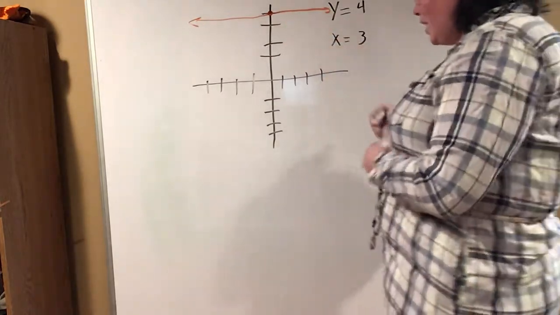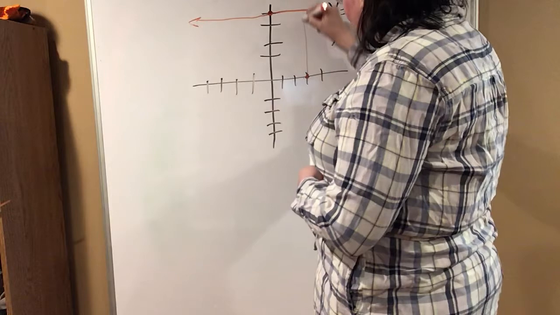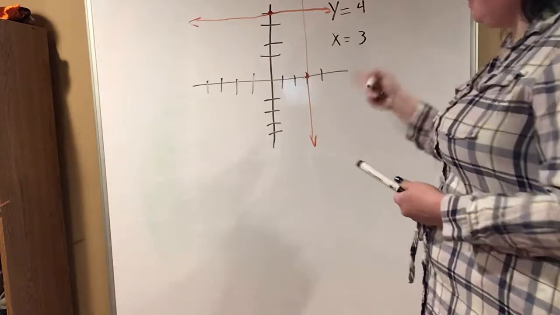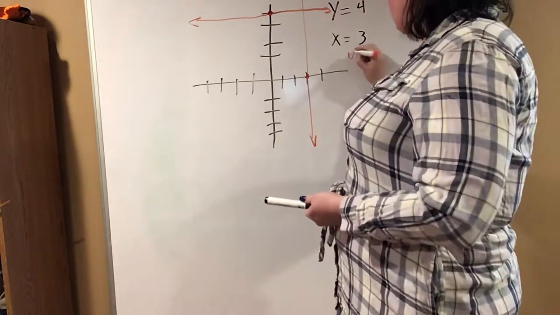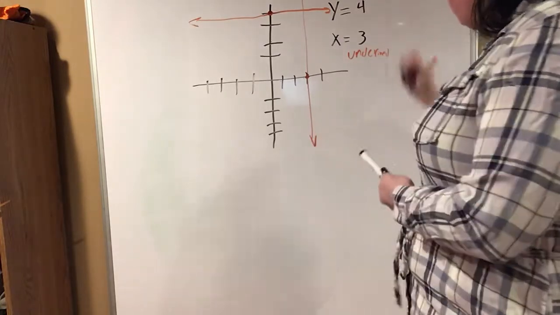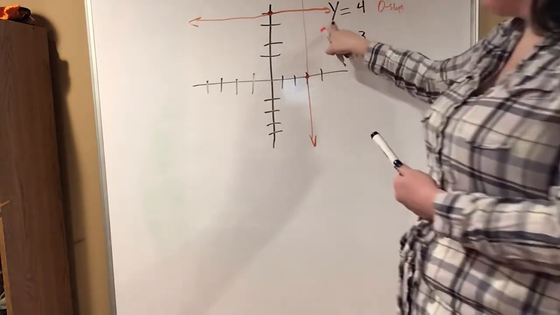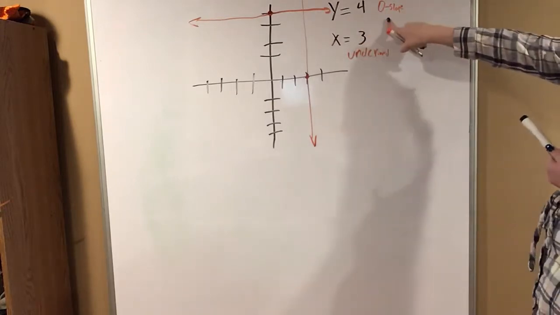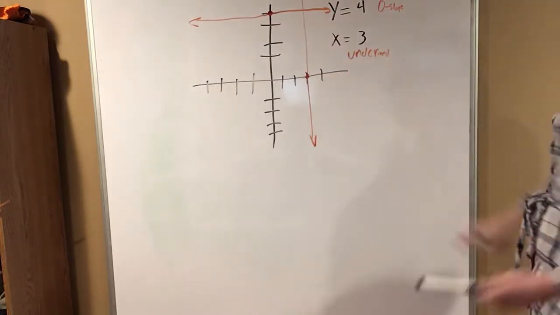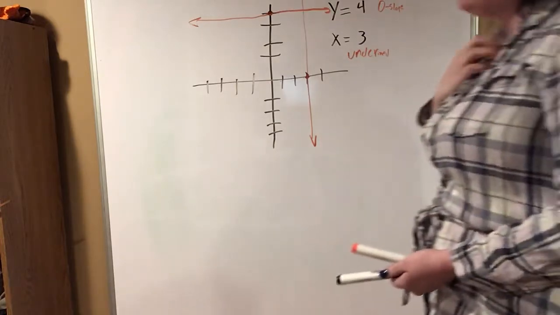But an x equals 3 goes right there, and it is a vertical line. If it says x equals 3, and it's vertical obviously, this is an undefined slope. And this is slope of 0. So if you see a y equals something, you have a slope of 0, a horizontal line. If you see an x equals something, it's undefined, vertical. It's pretty easy.